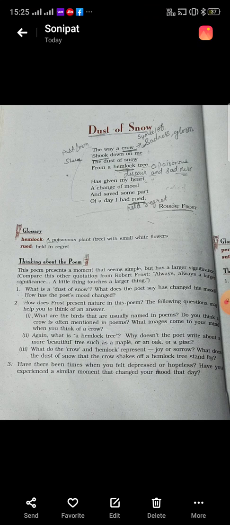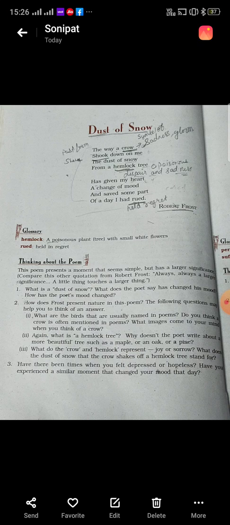Crows, I think, you will hardly find in poems, and there are some reasons. They are neither good looking nor good at singing, and they make a harsh noise, caw caw, and nobody likes that. What images come to your mind when you think of a crow? The images that come to our mind are of harshness, cunningness, and sadness, not good signs. Here the images go well with the sad and gloomy mood of the poet.